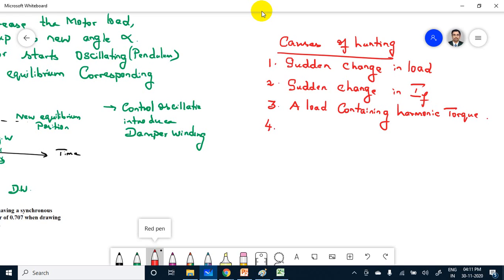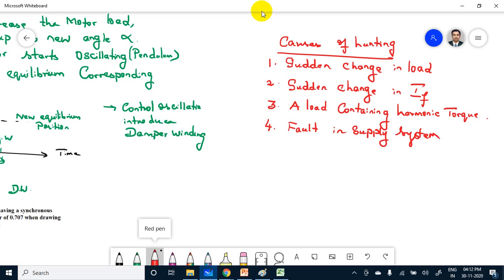Fourth, fault in supply system. In three phase, for a balanced line you are giving 400 volt, 400, 400. Instead of 400, 400, 400, if you give the R line as 230, Y line 400, B line 400, then the R line will be unbalanced. So, fault in supply system. These are the causes of hunting.